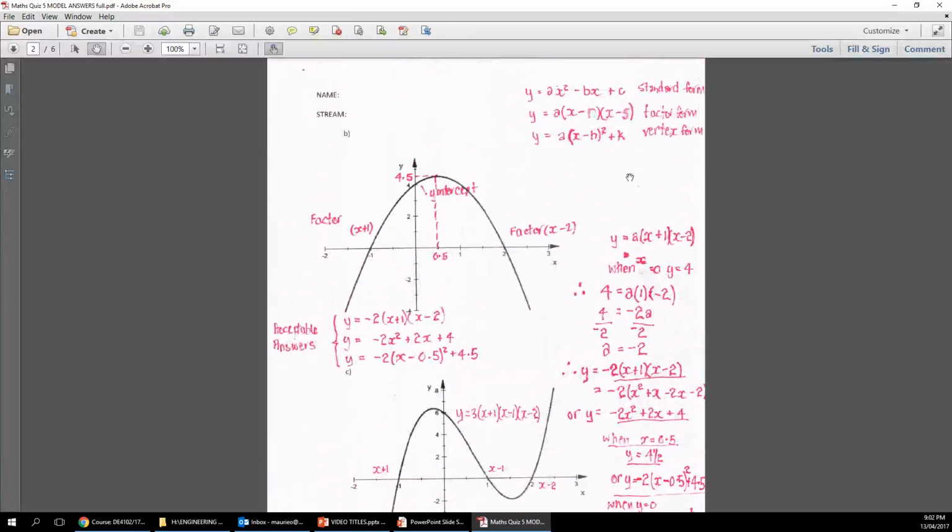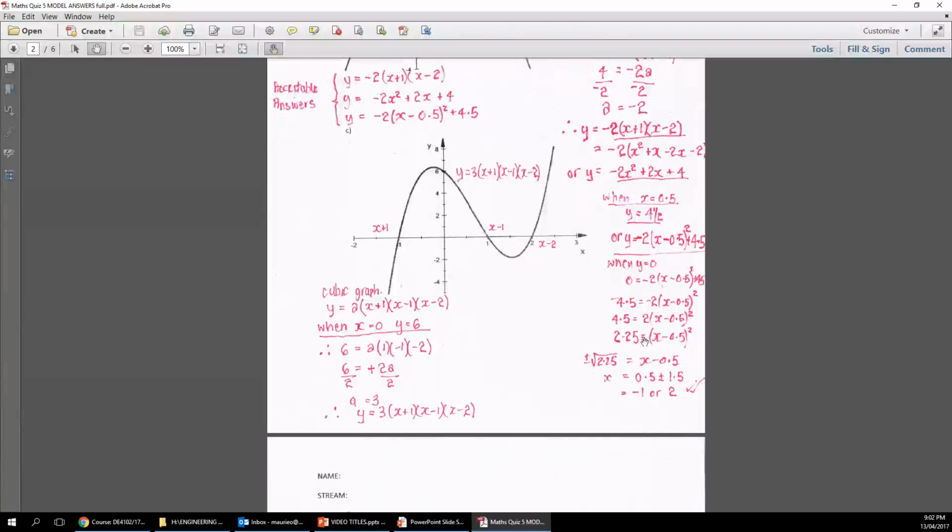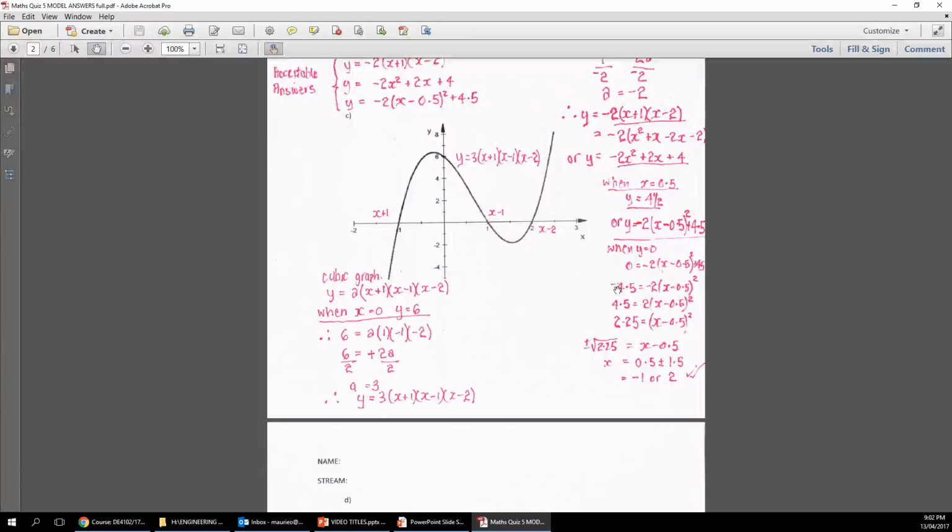That's putting it into the vertex form, where the h here is the x value of the vertex, so my h is 0.5, and k is the 4.5. So we can check that out.